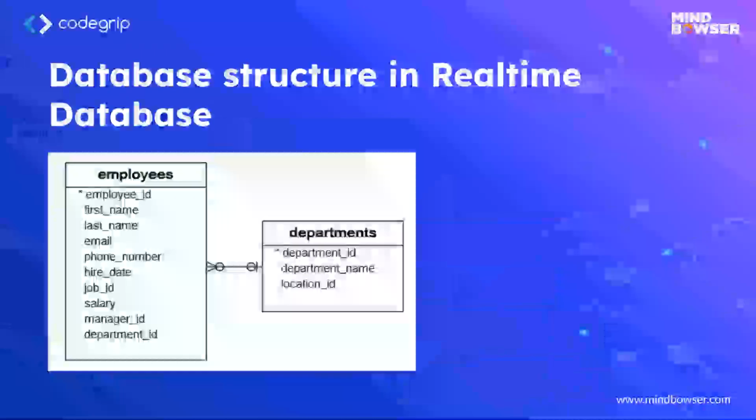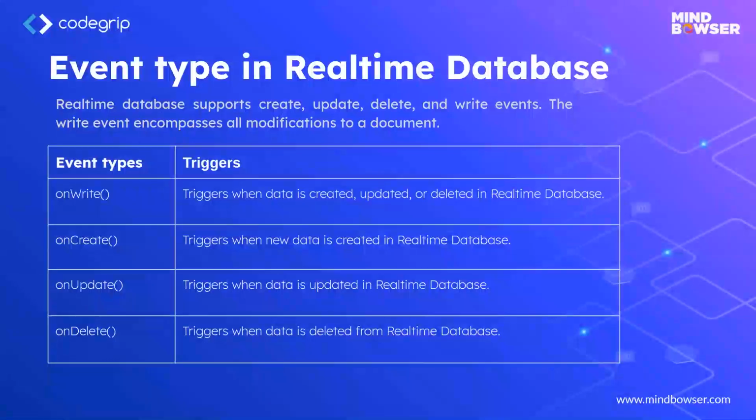So the next was event types in the real-time database. Real-time database also supports create, update, delete, and write events. The write event is triggered when data is created, updated, or deleted in the DB. The on-create event is triggered when any node or data is created in the DB. On-update is triggered when any node is updated in the real-time DB, and on-delete is triggered when a node is deleted from the real-time DB.